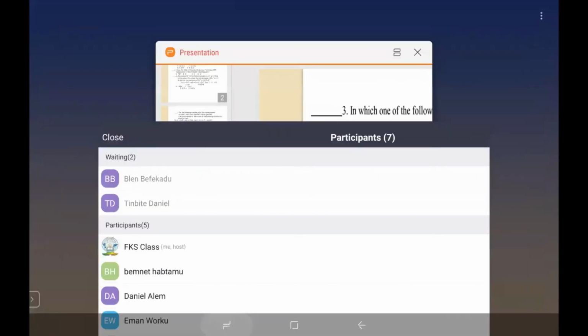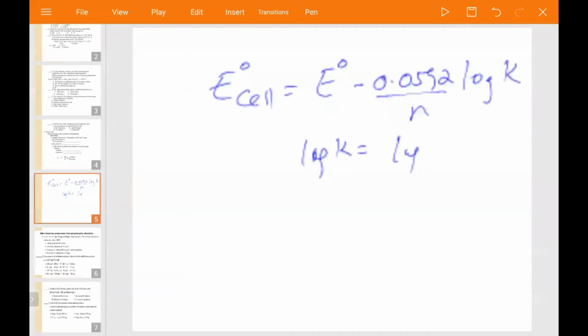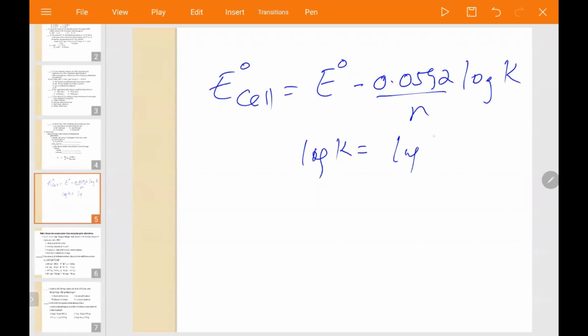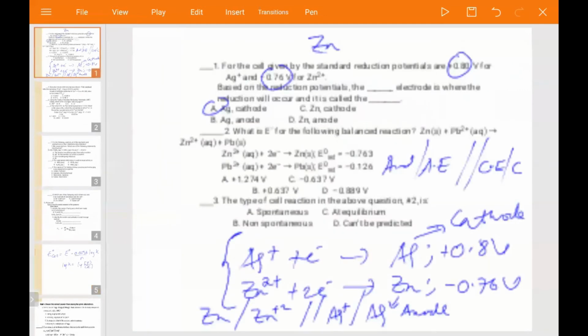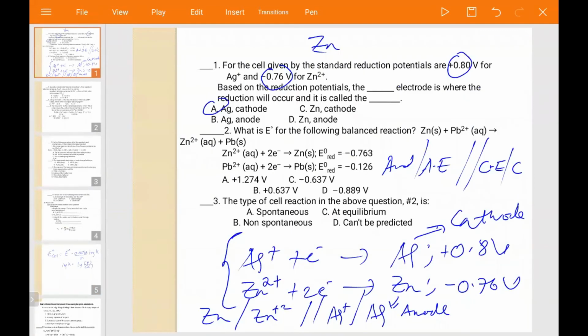Okay. Log Q. Log K or log Q? It is the concentration of product over the concentration of reactants, just like writing the equilibrium expression. Now, from this equation, which one is reactant and which one is product? Have you seen the equation? Zinc solid plus lead 2 plus gives zinc 2 plus and lead. Which one is product and which one is reactant? The ions are Pb plus 2 and zinc plus 2.